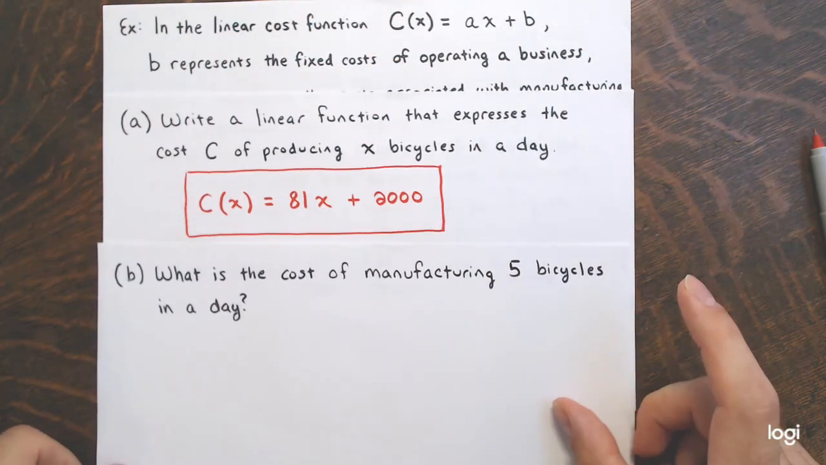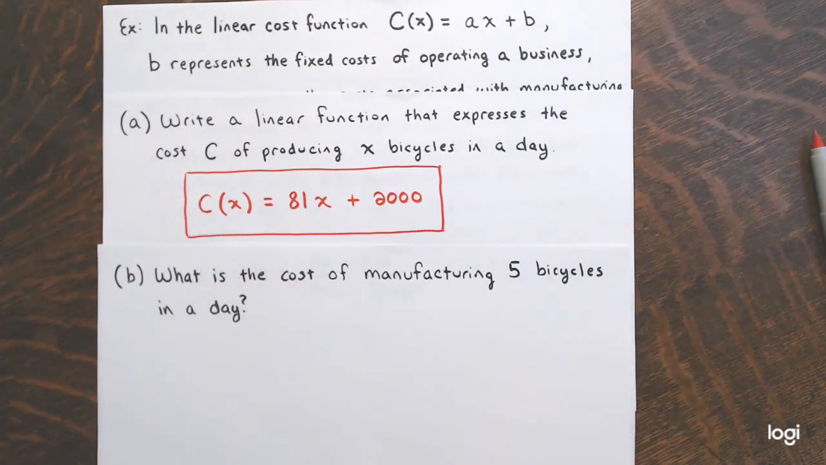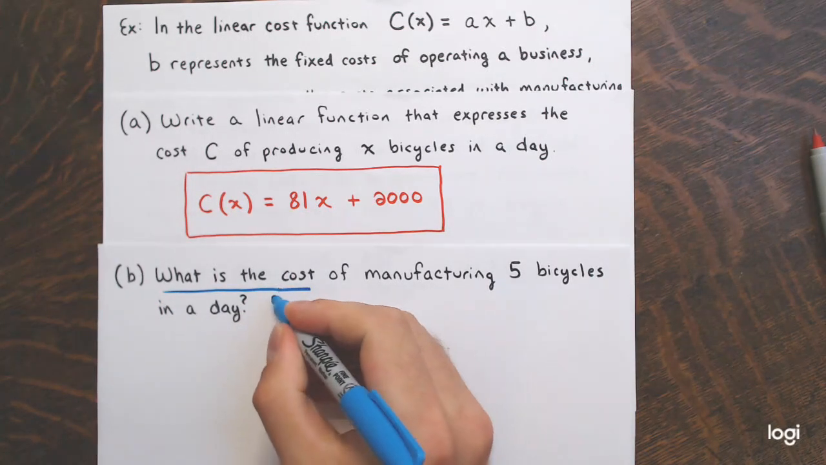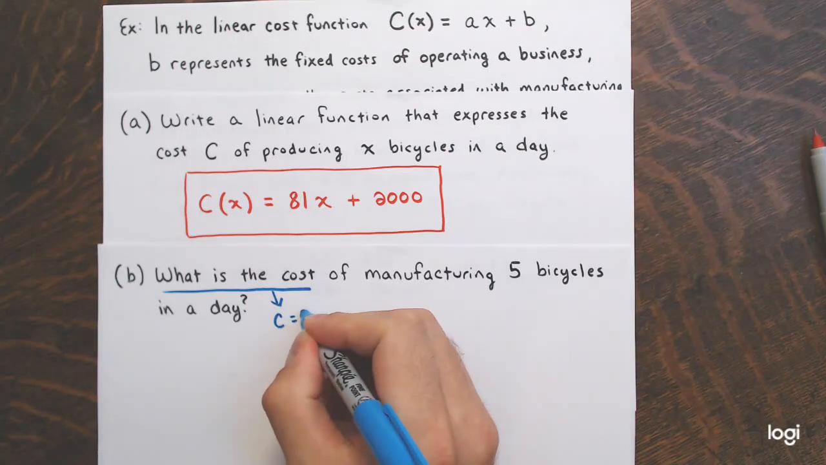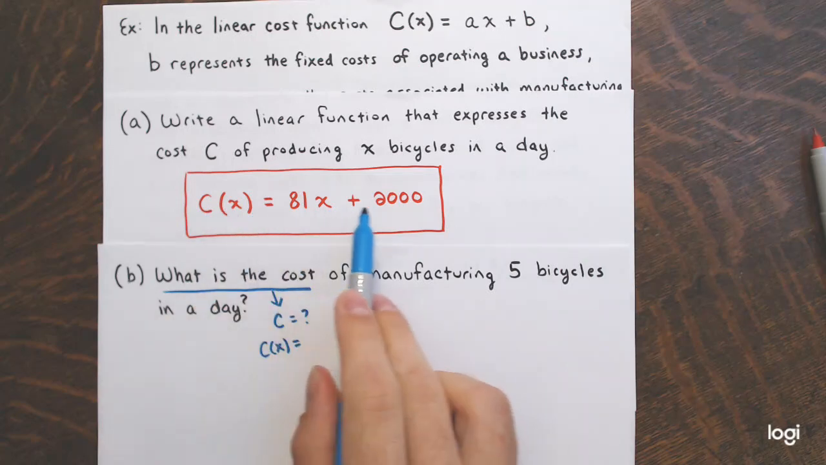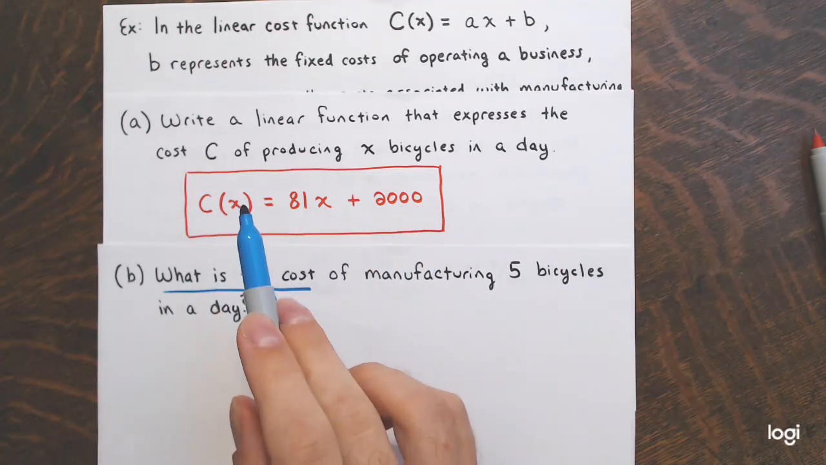All right, part B. Now that I have my cost function, cost written as a function of x, the bicycles produced in a day, part B is, what is the cost of manufacturing 5 bicycles in a day? So look at the question here. What is the cost? So they don't know what C is, right? Or C of X. You could write either one of these. This could also be written as C equals 81x plus 2000, but I like the function notation so we know what the input is.